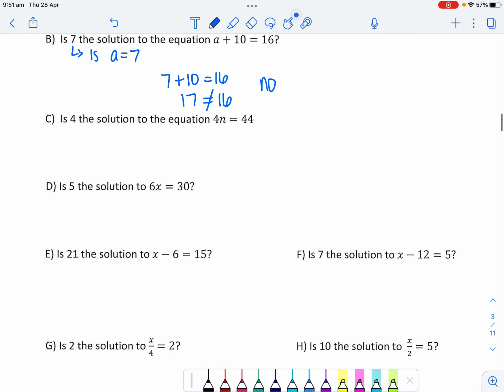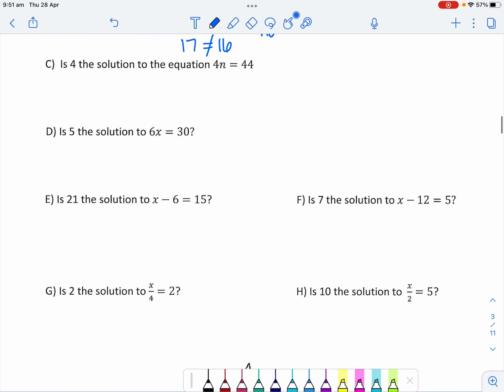Part C, we're looking at a multiplication equation. So part C says, is 4 the solution to the equation 4n equals 44? So I want to know, is n equal to 4? Remember, 4n is 4 times n. So I want to do 4 times 4. I put my multiplication in parentheses. You can choose to put a multiplication symbol if you would like. 4 times 4 is 16. And 16 is not equal to 44. So I'm going to put no.